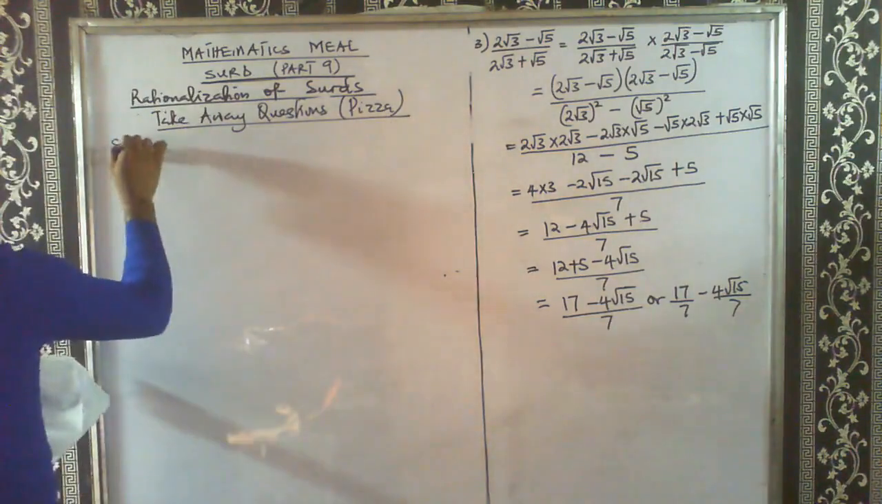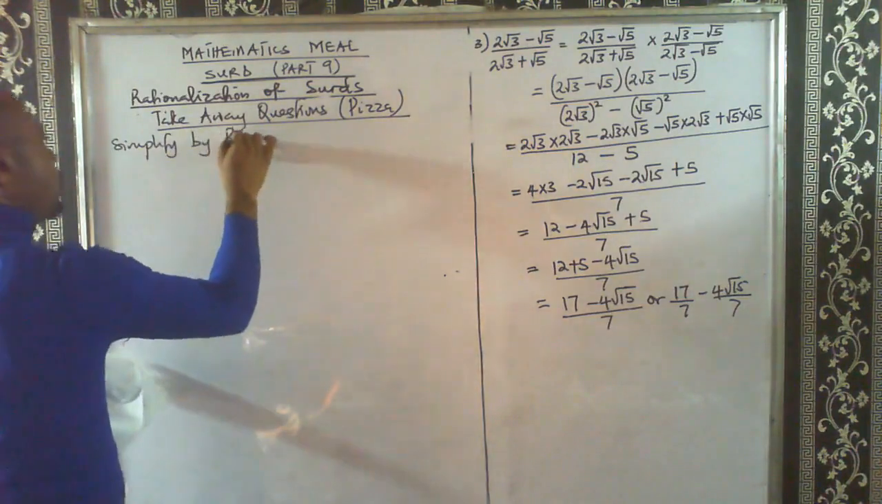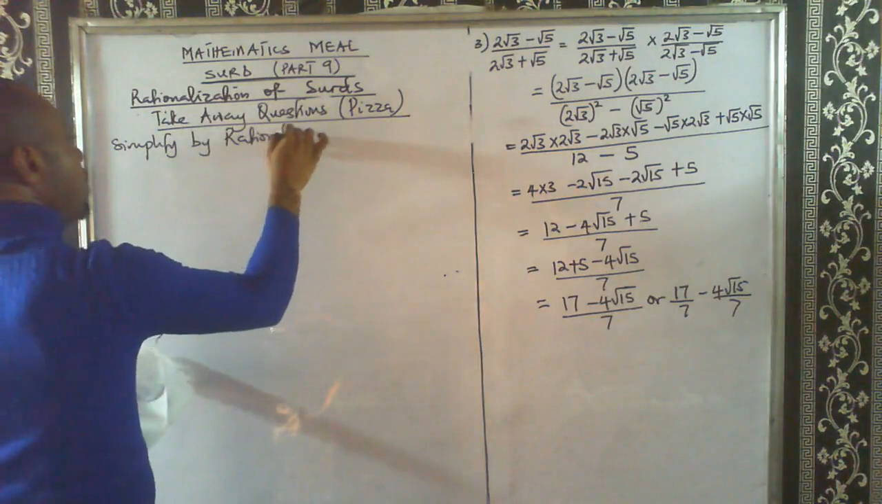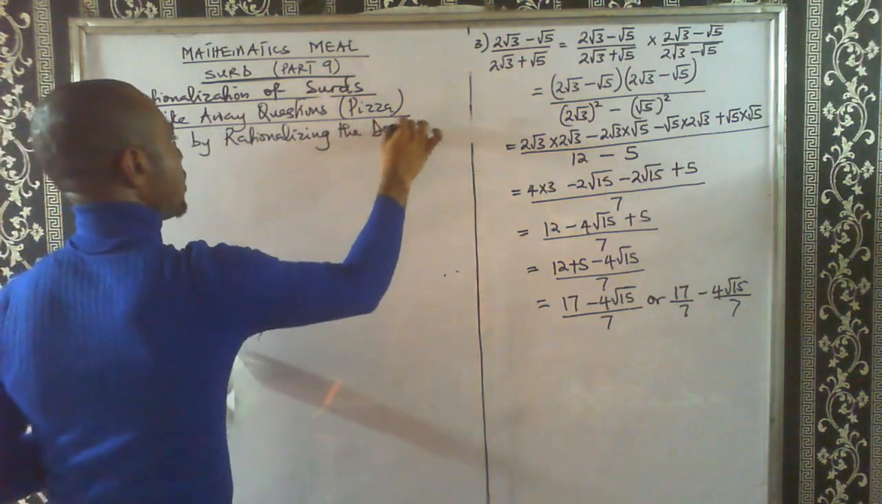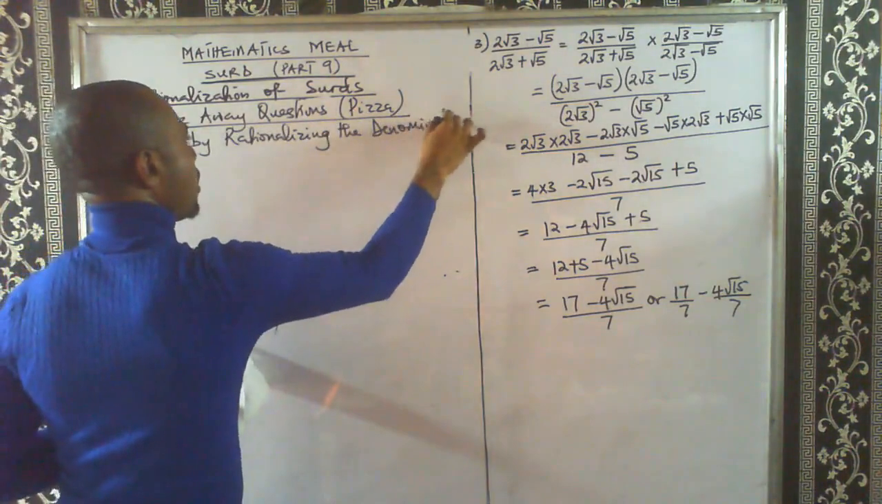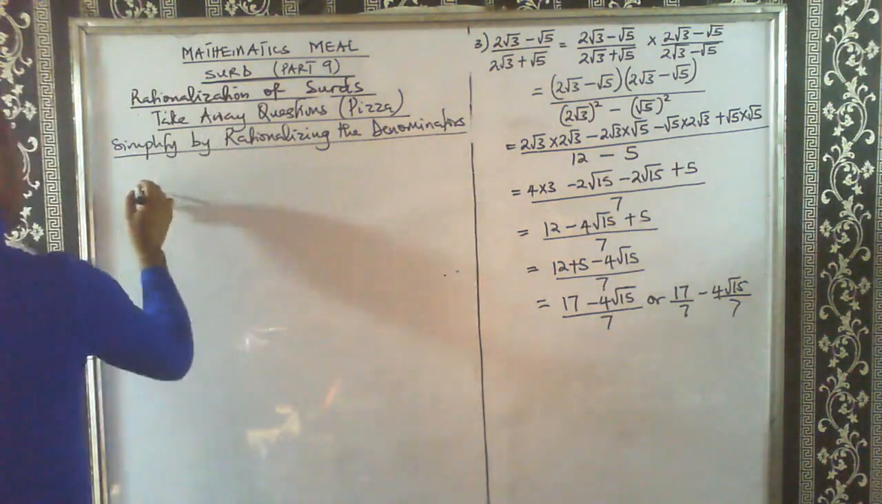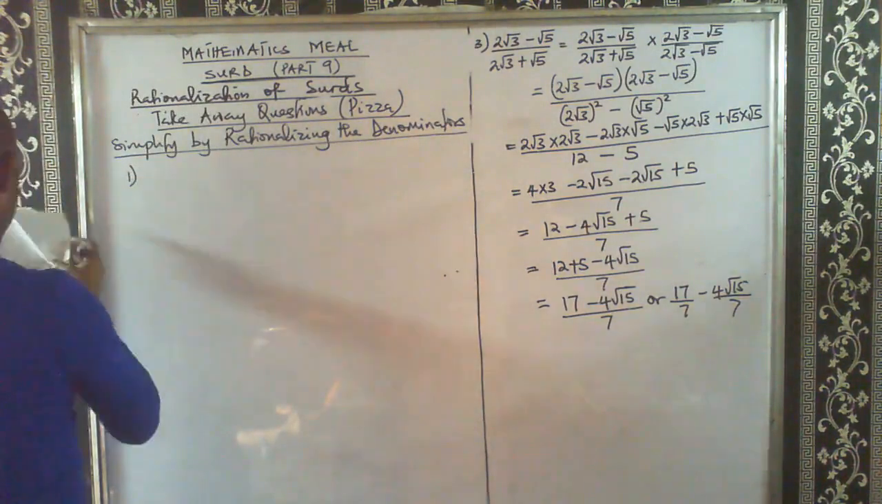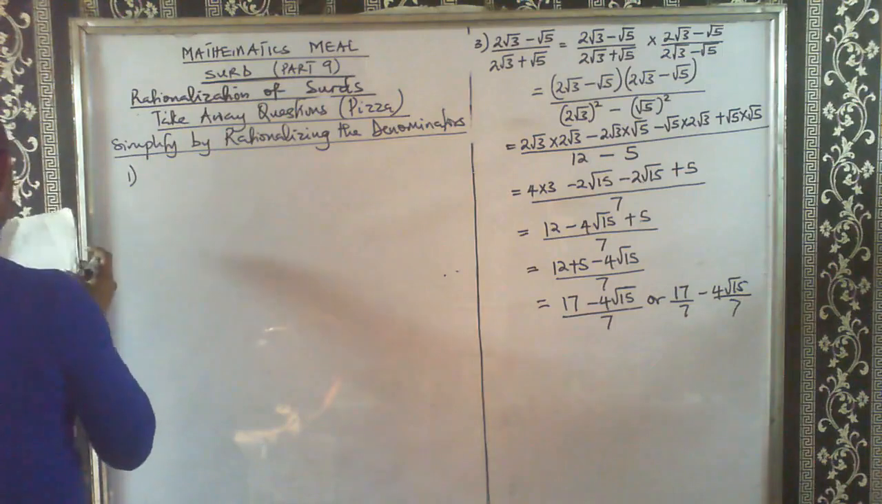So they say simplify by rationalizing the denominators. Simplify by rationalizing the denominators. Okay, just 3 questions will be okay for all of us. For you and for me.